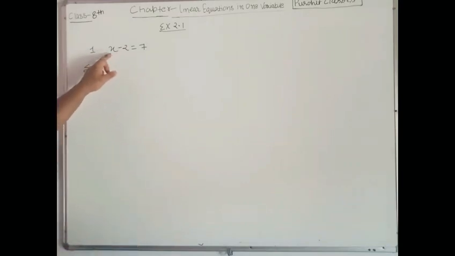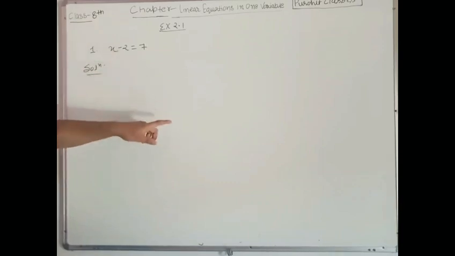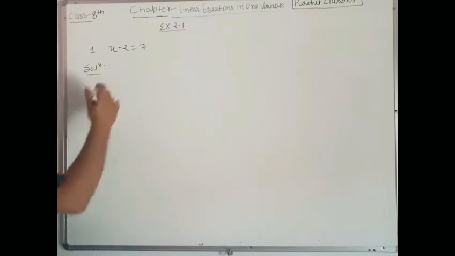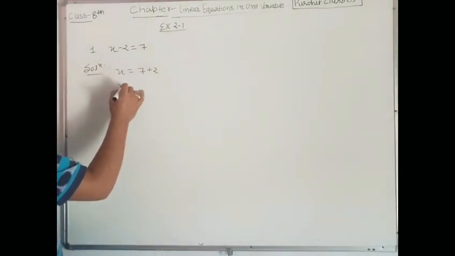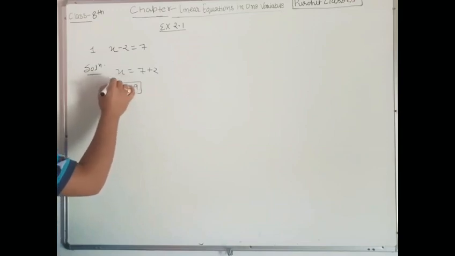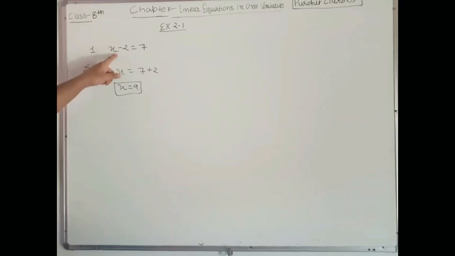Here are two terms, this is x and the second term is minus 2. Which should I transpose? I should transpose the constant term, meaning the number. So let us transpose. This will be x equals 7 plus 2, x equals 9. And as you can check, it satisfies the condition. If I put 9 here, it will be 9 minus 2, which becomes 7. Left hand side is 7 and right hand side is also 7. So the answer is correct.